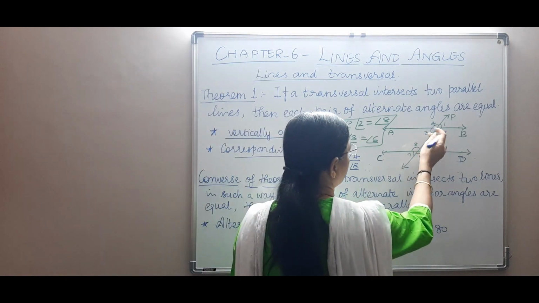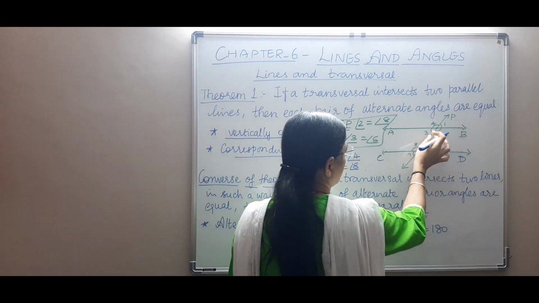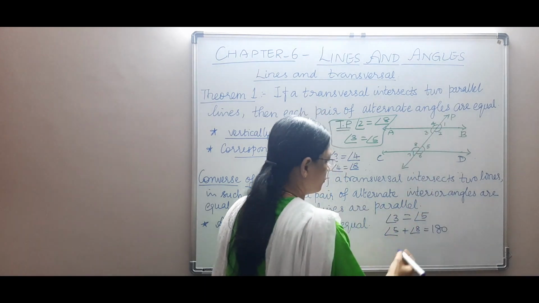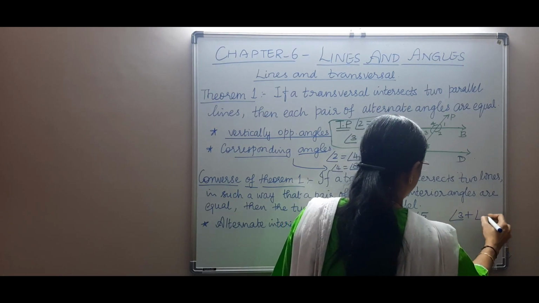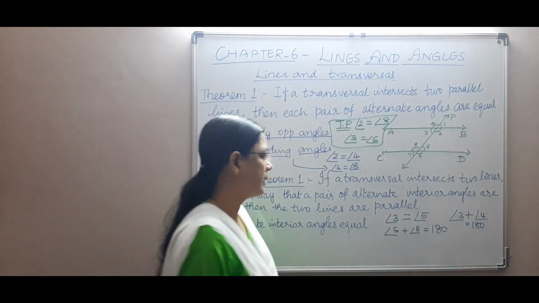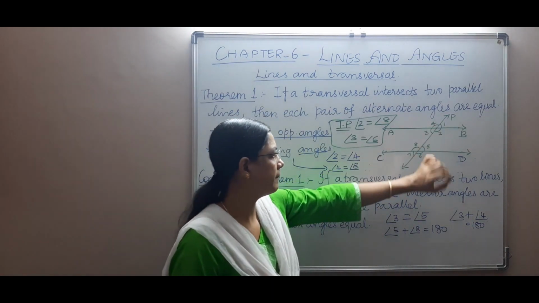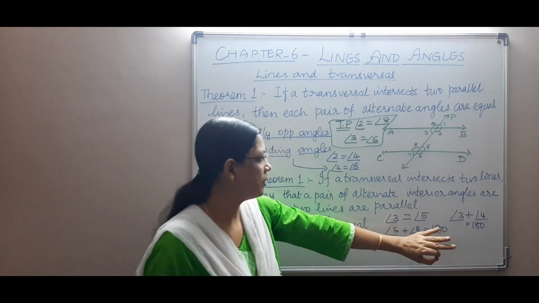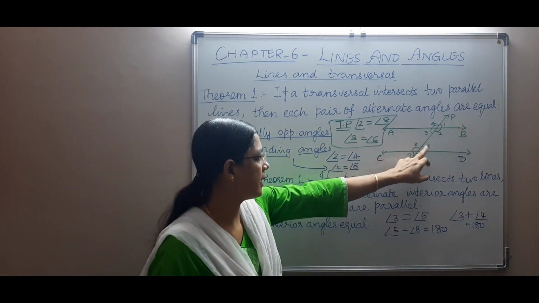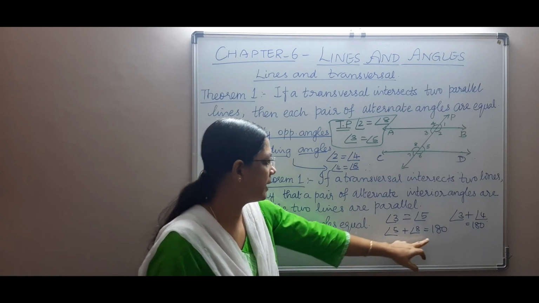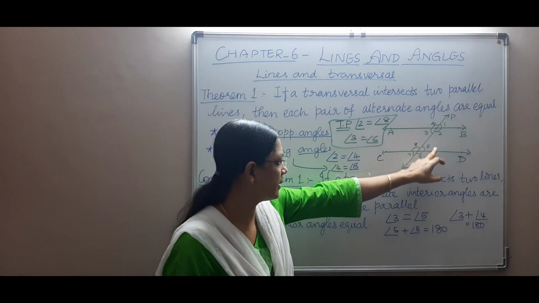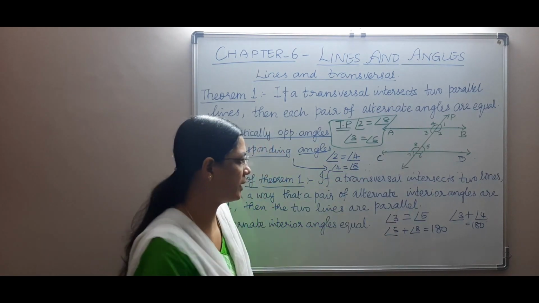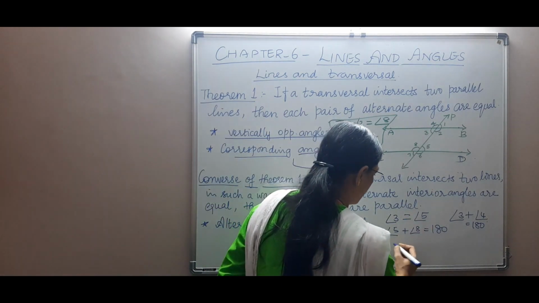Now, in this part, I can also take it as angle 3 plus angle 4 is equal to 180 degrees. Okay, angle 3 plus angle 4 is equal to 180 degrees, and here angle 5 plus angle 8 is equal to 180 degrees. Now, how do we prove? See, angle 3 is equal to angle 5 here.